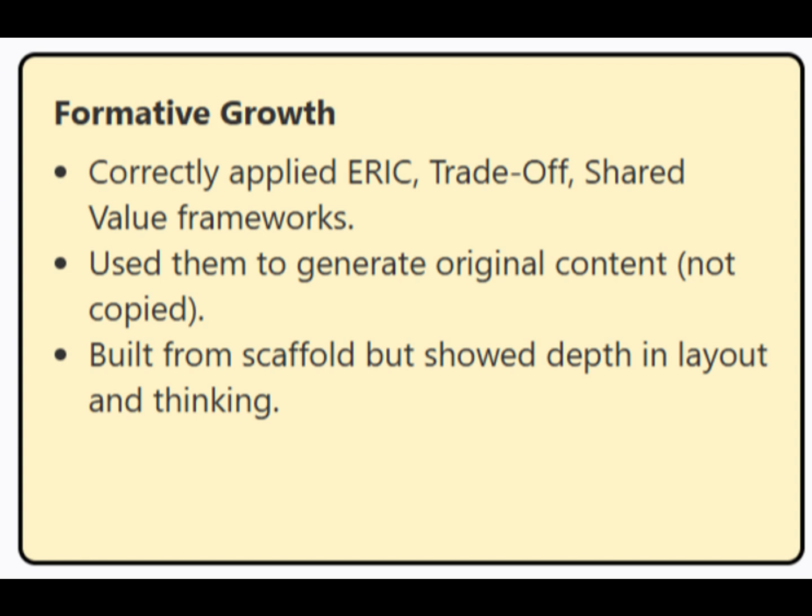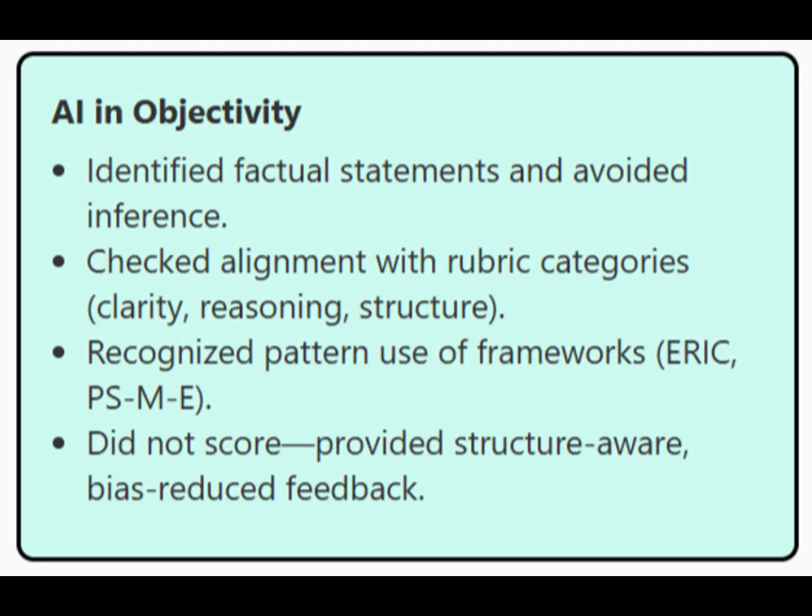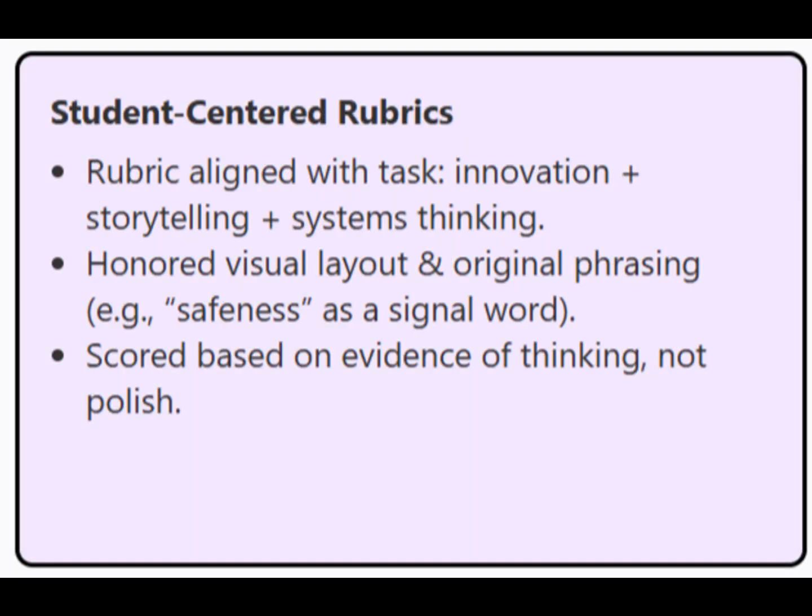Then formative growth. This one feels more like a check on whether the learning stuck. Did they correctly use the specific frameworks they were taught, like ERIC or the trade-off analysis or shared value? So applying the tools properly. Yeah, it shows they're learning and can actually use these new concepts. It's about progress. Okay. And the grid also mentions AI and objectivity again. Yes, it seems to just reiterate that point, that AI helps keep things low inference, focused on facts, reducing subjectivity, a reinforcement of that principle.